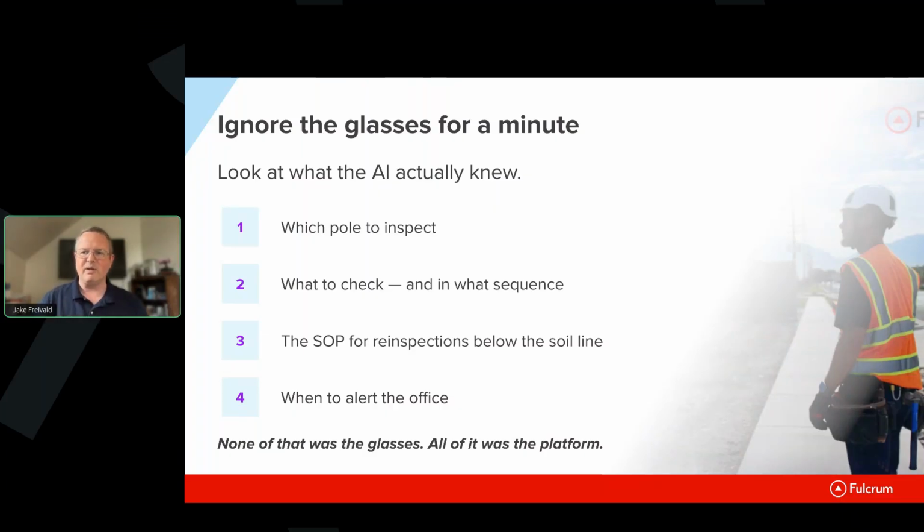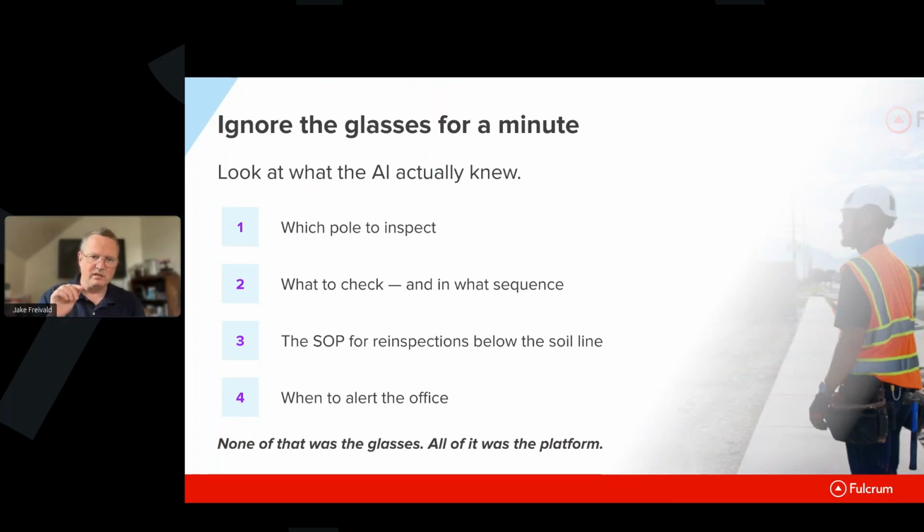And then it needs to make the right kinds of offers. People love to talk about agentic AI. Agentic AI just means the AI is going to do something for you without you having to ask for it every time first. So in this case, the question was, when should I alert the office? Hey, I should tell you exactly how to alert the office and when you should alert the office and so on. Do you want me to do that for you? And all you have to do is say yes, right? All of that was the platform.